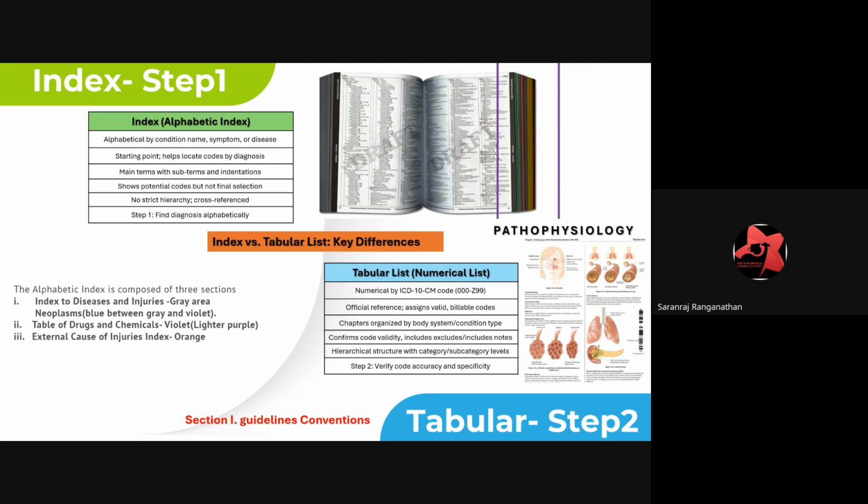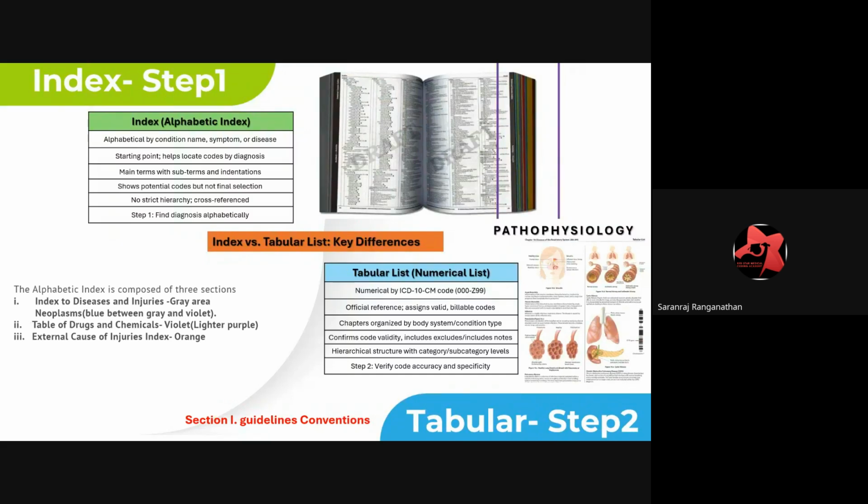First is the index to diseases and injuries. Those will be in the gray color. Can you see that gray color in the book? It will be indicated in gray. Then there is a drug table for drugs and chemicals, which will be indicated in violet. And the external cause codes will be indicated in orange. So these are the three subsections in the index. Those are available in the first part of the book.